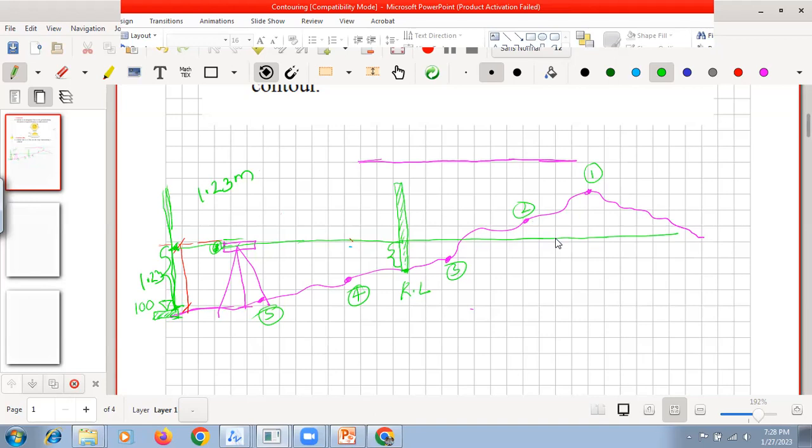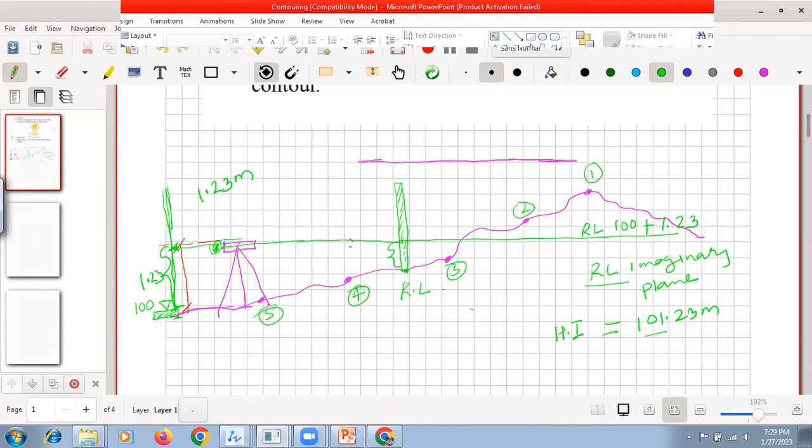So automatically the reduced level of this imaginary plane is this 100 plus the reading of the staff on the benchmark, which we call the backside reading, 1.23. So the RL of the imaginary plane is equal to 101.23 meter. This imaginary plane we call the height of instrument, HI. So first we fixed the reduced level of the imaginary plane, and from there now we will measure the different points.